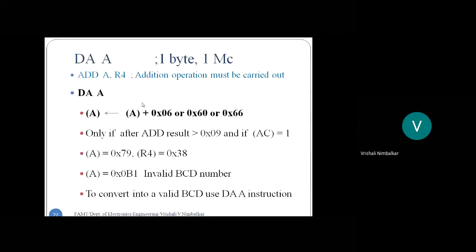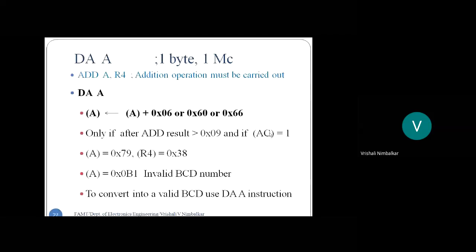BCD, binary coded decimal. So a programmer is entering the numbers in BCD and expects that after addition the result should also be in BCD. But the microcontroller will perform the arithmetic in binary. So the invalid binary number will be converted into a valid BCD number with the help of the DAA instruction. And how does it convert into a valid BCD? By adding 6 if any one of the two conditions, or both conditions, are satisfied.